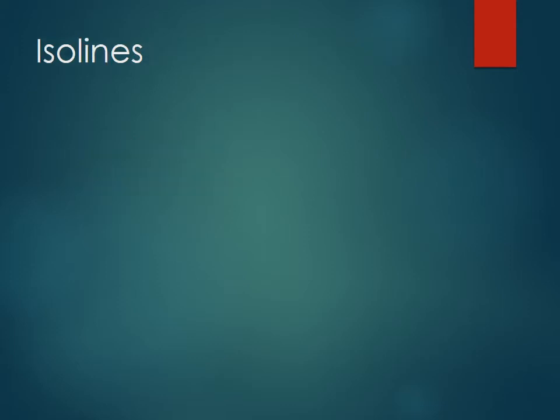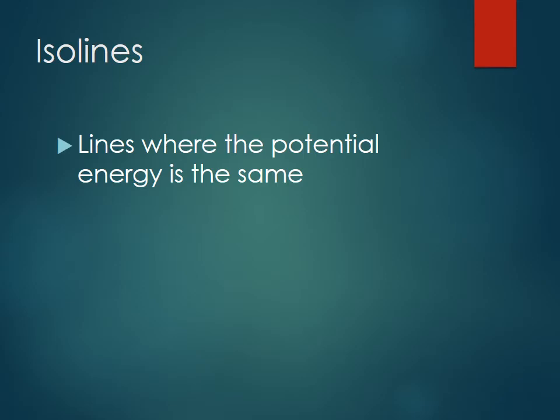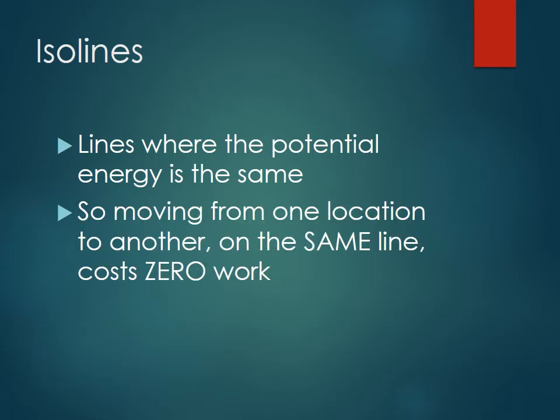So this brings us to something called isolines. Iso means the same, and well, you know what a line is. So an isoline is a line where the potential energy is the same at all points on that line. That means that moving from one location to another on the same isoline costs 0 work.